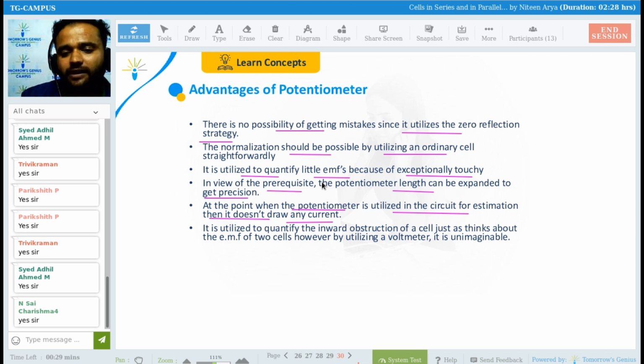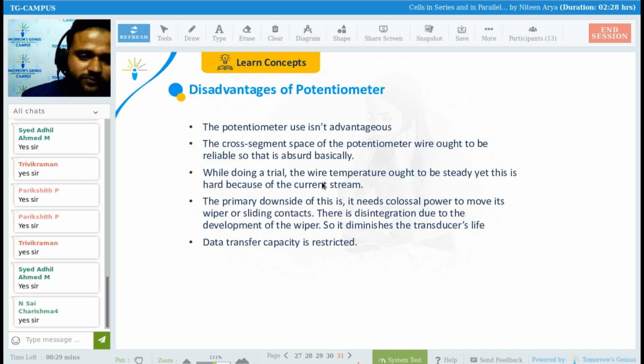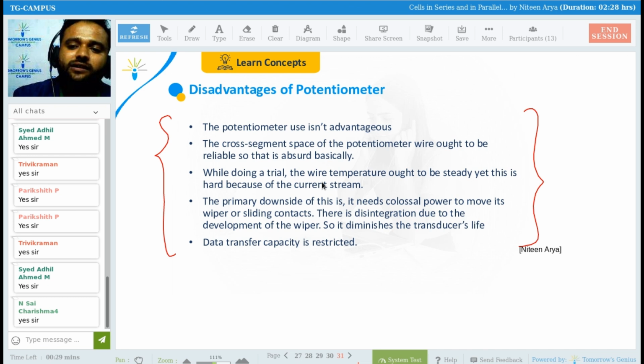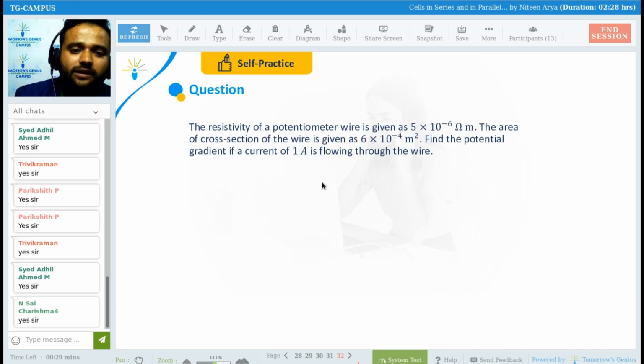It is utilized to quantify the internal resistance of a cell, as well as to compare the EMF of two cells. However, by utilizing a voltmeter, it is impossible. Okay, disadvantages of the potentiometer. You can read this all; I'm not going to read one by one. If anything is still not understood, let me know in the next class.